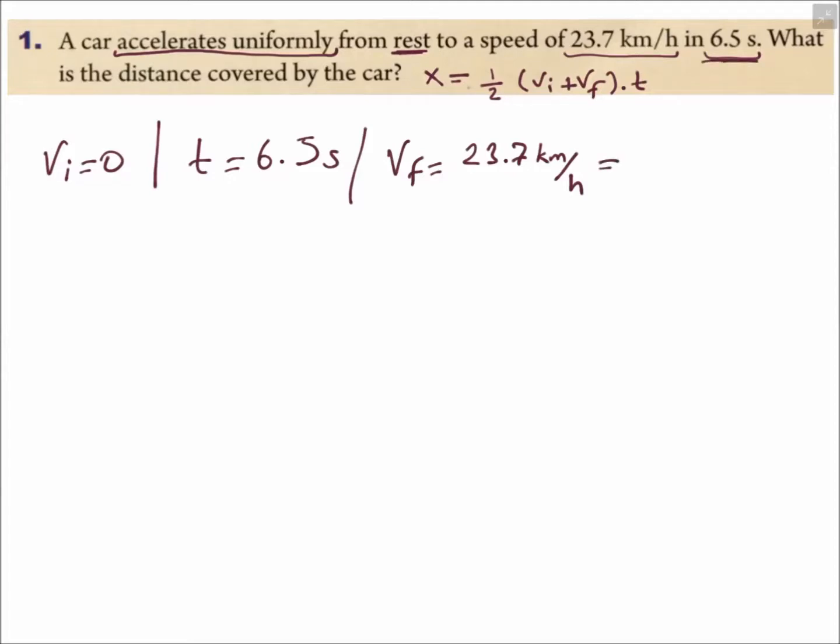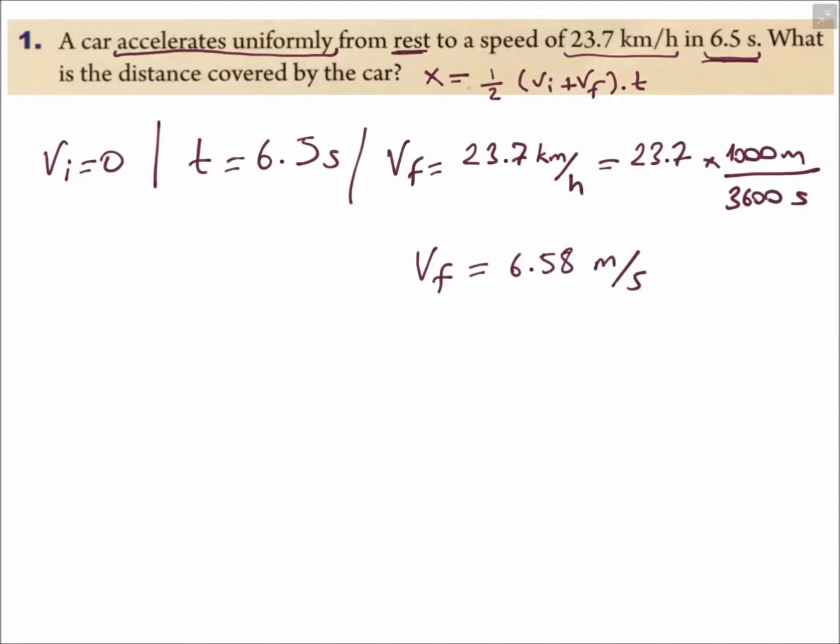So to convert it from kilometers per hour to meters per second, 23.7, I will convert kilometers into meters. That means 1000 meters over 1 hour, which equals 3600 seconds. So the final is going to be 6.58 meter per second. Next step, I will substitute them in the formula. X equals half times v initial plus v final, times t.